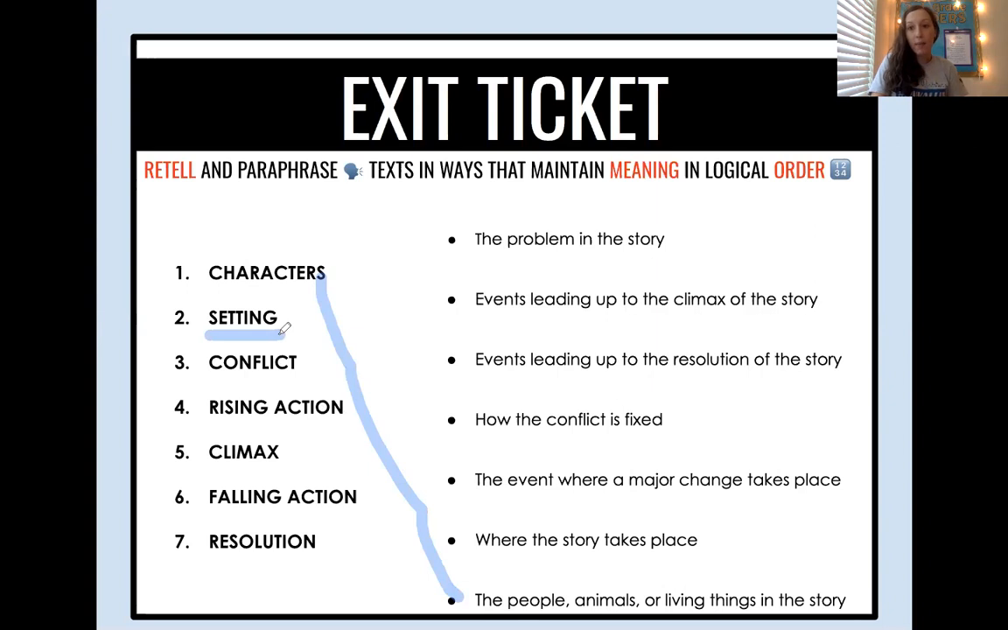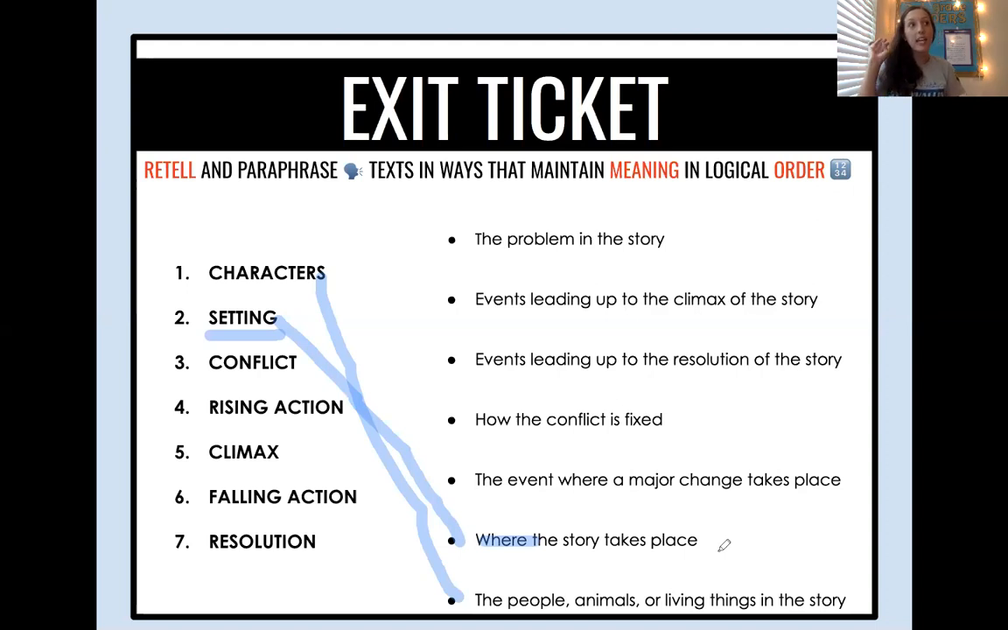Our next word, setting. In the Three Little Pigs story, we have the setting of the brick house, and in Emma's Rug, we have the setting of her kitchen table. So what are two things that those settings have in common? That's right, they answer that question of where the story takes place. So I'm going to draw a line from setting all the way to where it says where the story takes place. That's our setting.